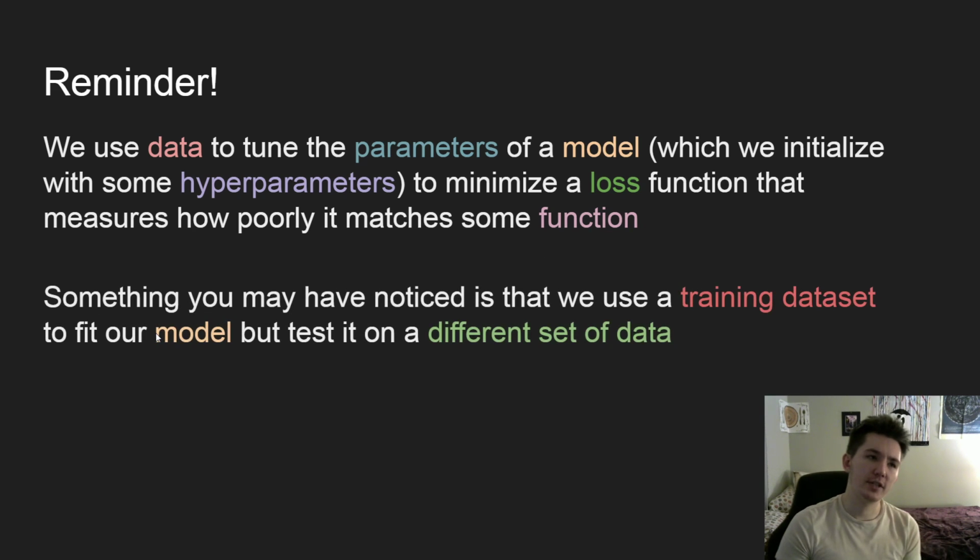Now, something you might have noticed in the coding in particular, but also while I've been talking about it, is that we use two different data sets when we're doing our tasks. We use a training data set, but we use a testing data set when we're actually seeing how well our model works. But why do we do that?